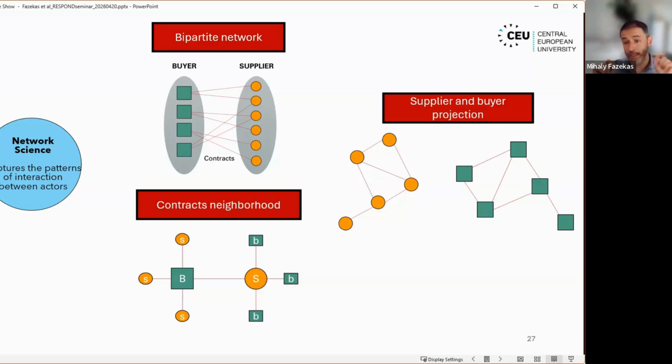So the relationships are contracts between organizations. So this is one key representation. From this representation, you can draw a giant network representing a full country, or you can zoom in, and now it's bottom left, contracting neighborhood. So you can characterize a buyer by the risk level of its suppliers, okay? So this is becoming interesting.